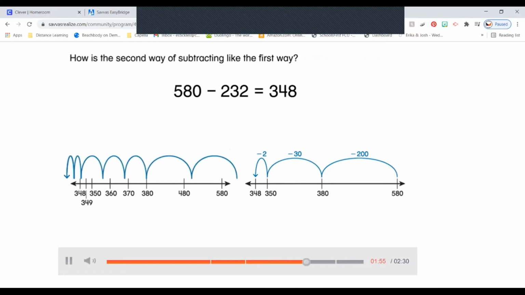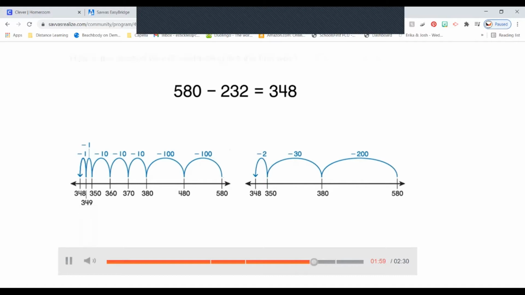How is the second way of subtracting like the first way? In both ways, we're still taking away the same number of hundreds, the same number of tens, and the same number of ones, so that's how they're alike. Both ways count back 2 hundreds, 3 tens, and 2 ones from 580.